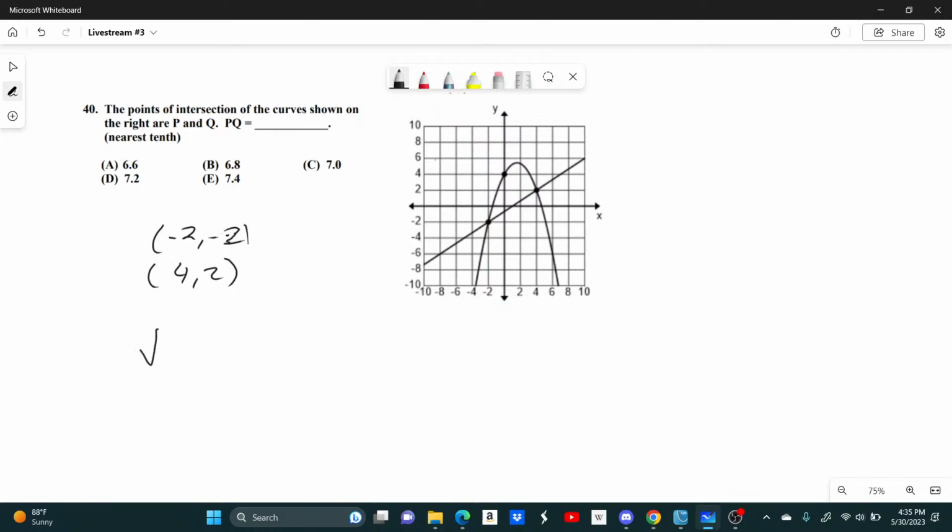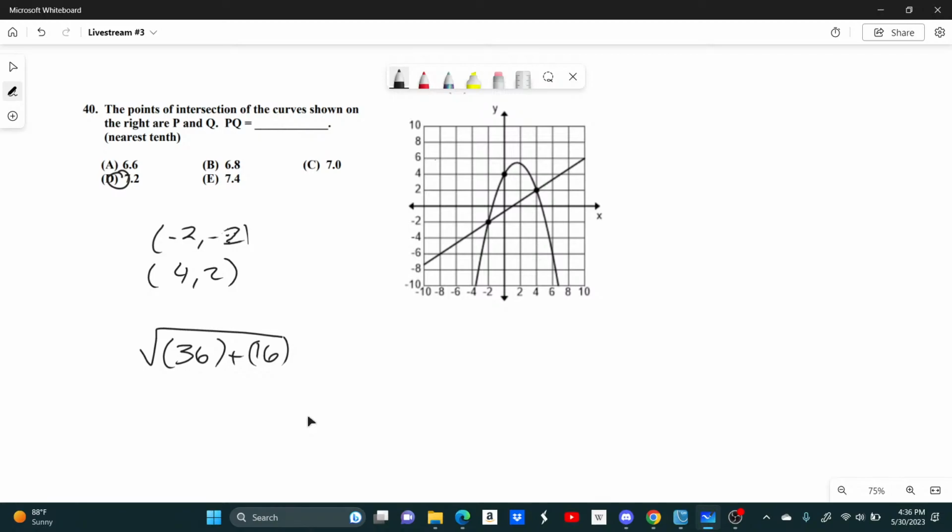And so, right, distance formula: our change in x is 6, squared is 36. Change in y is 4, squared is 16. This is just the square root of 36 plus 16. Gives you 7.2, right? And that's it. That was actually a pretty straightforward question.